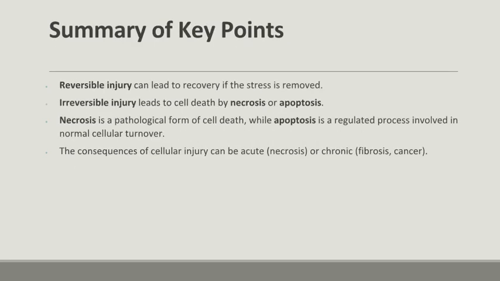Summary of key points to wrap up. Reversible injury can lead to recovery if the stressor is removed. Irreversible injury leads to cell death, which can occur via necrosis or apoptosis. Necrosis involves uncontrolled cell death with inflammation, while apoptosis is a controlled, non-inflammatory process. The consequences of cell injury can manifest as acute events like necrosis or chronic conditions like fibrosis and cancer.